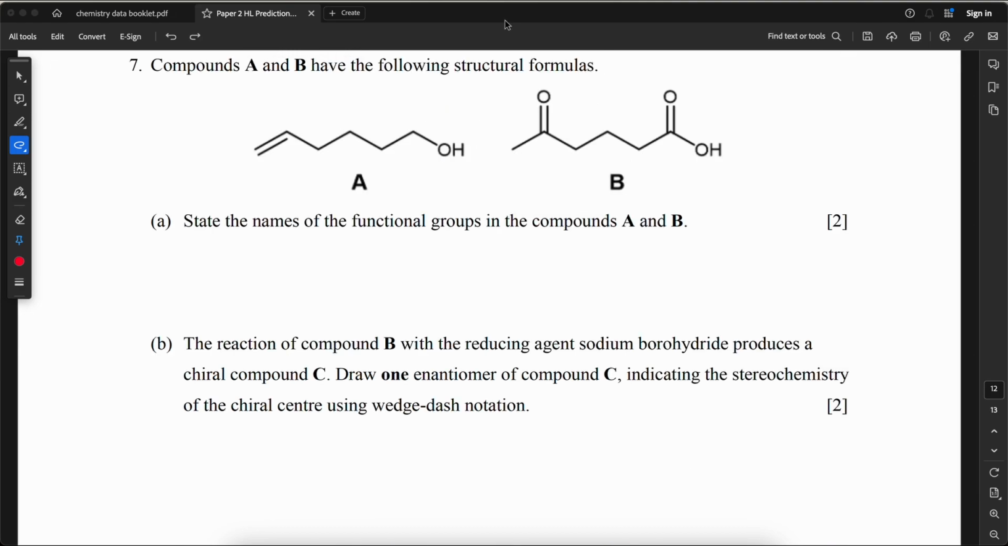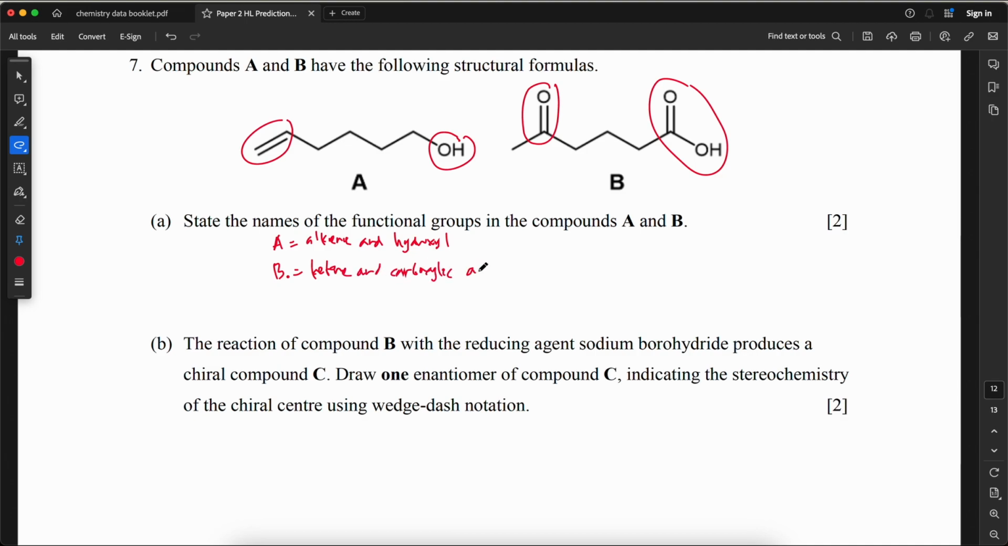Compound A and B have the following structural formulas. State the names of the functional groups in the compound A and B. For the compound A, we've got alkene and hydroxyl. And then for compound B, we've got ketone and then carboxylic acid.